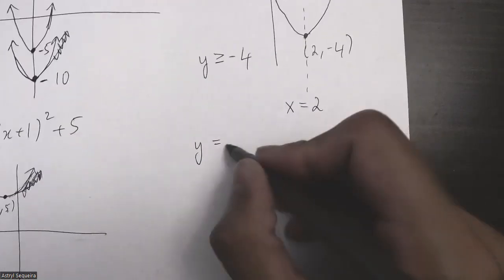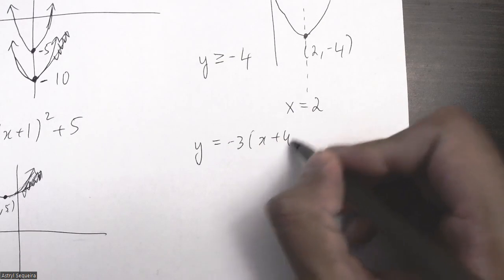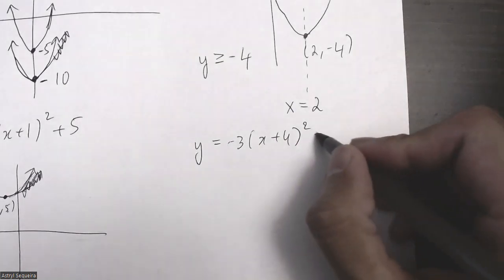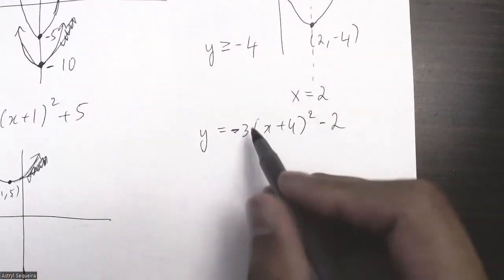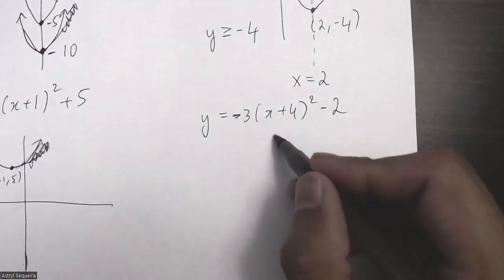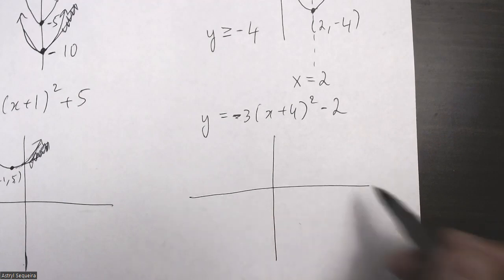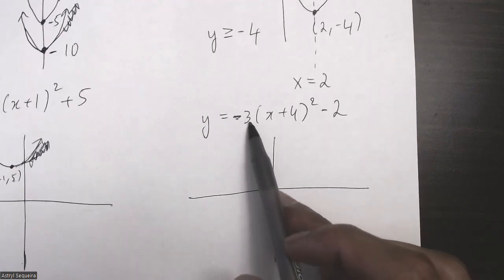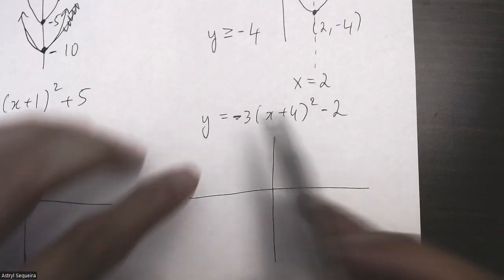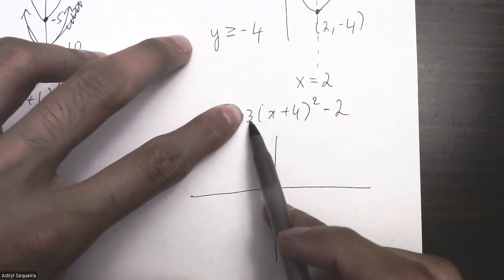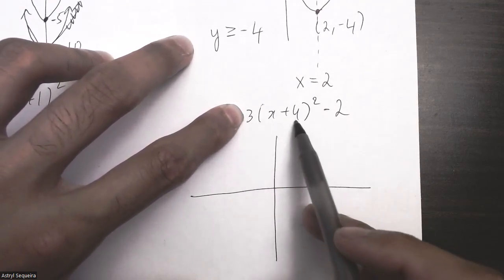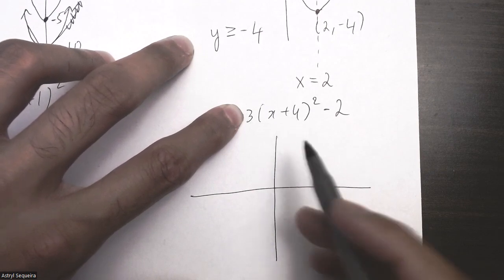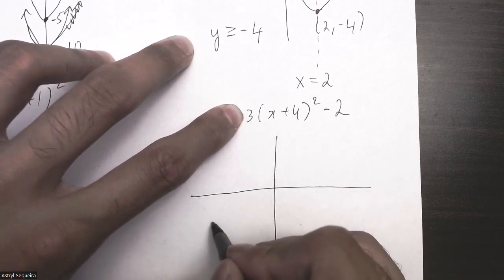Let's do one last example. y equals -3(x plus 4) squared minus 2. Again, the first thing we notice is the a value is negative. So this graph is going to open downwards because there's a reflection in the x-axis. It's vertically stretched by a factor of 3 because this number is larger than 1. You don't look at the negative when deciding whether it's a stretch or a compression, just the value of the number. And then the x value of the vertex is -4, and the y value is -2.